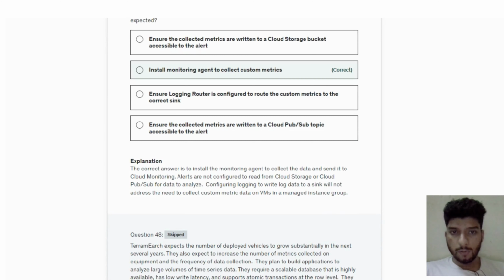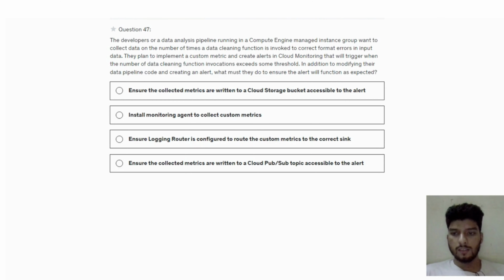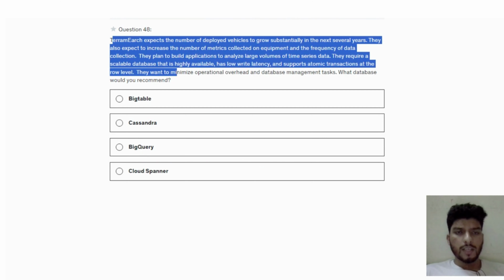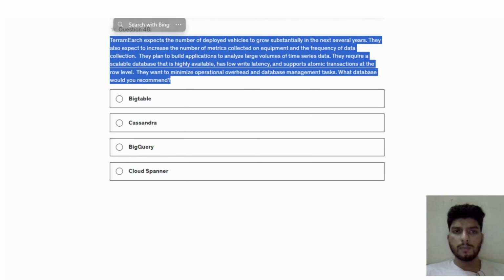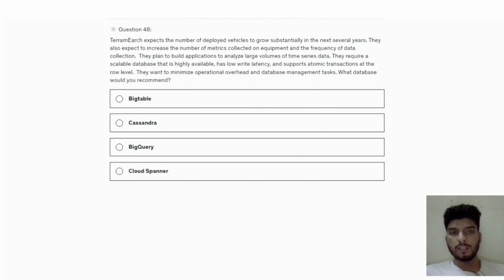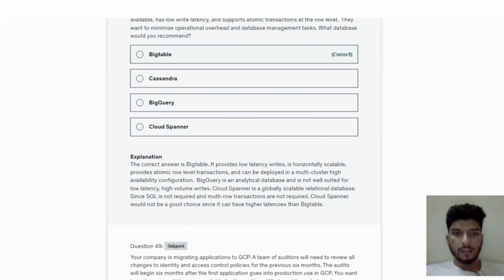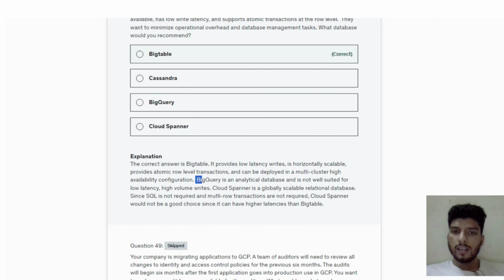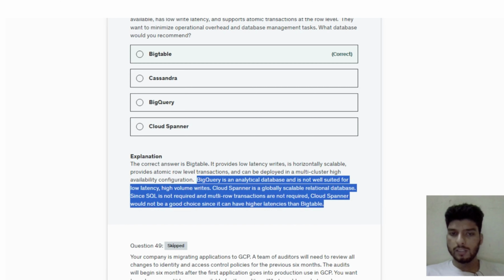So moving ahead to question 48. Here is question 48. You have to select which recommended database: Bigtable, Cassandra, BigQuery, Cloud Spanner. So the right answer is Bigtable. The correct answer is Bigtable because it provides low latency, is horizontally scalable, provides atomic row-level transactions, and can be deployed in a multi-cluster high availability configuration. Here are the other incorrect answer explanations for your reference.